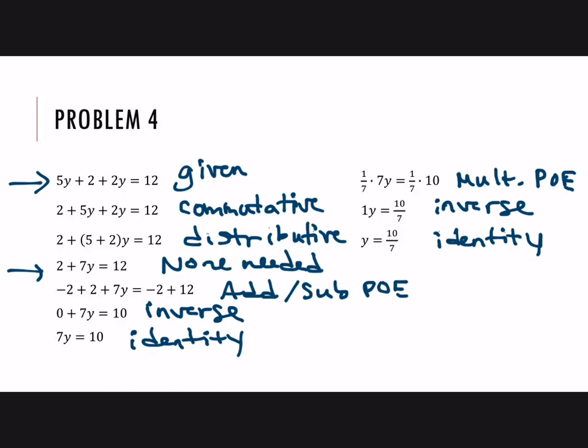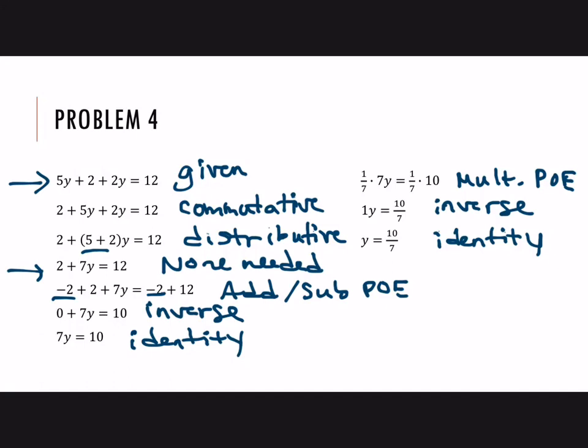Okay, the first thing that happened was that the 5y and the 2 switched places. So this is the commutative property. You're changing the order. The next change was that this y was factored out of the 5 and the 2. That's the distributive property, just in reverse. The next step, none needed. All we did is add 5 plus 2 equals 7. Then after that, there's a negative 2 that's been added to both sides. So you can say either the addition or subtraction property of equality.